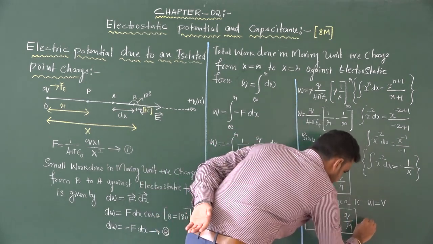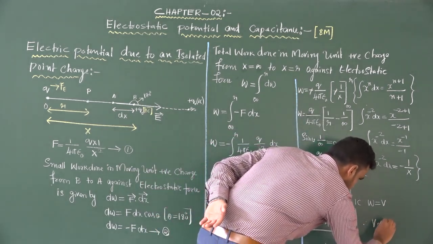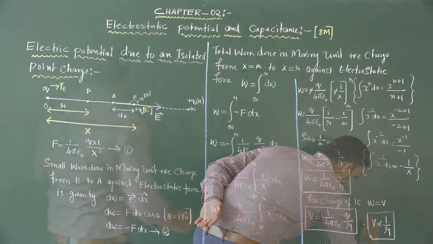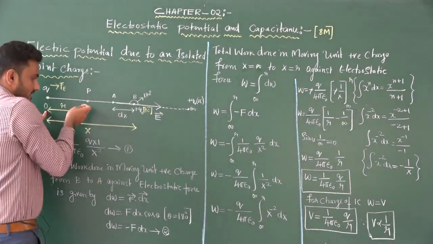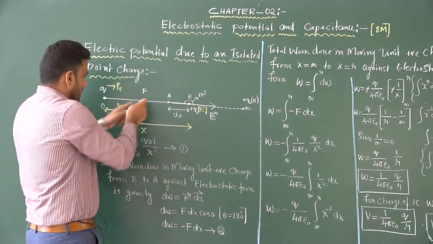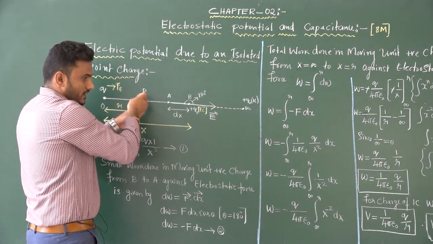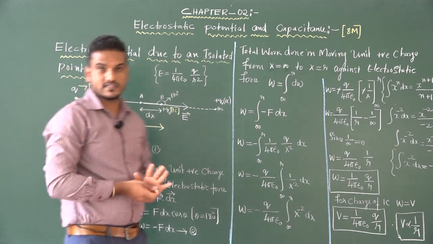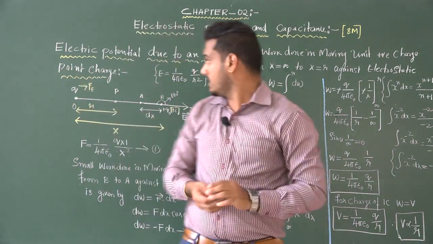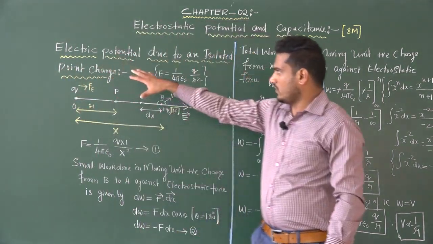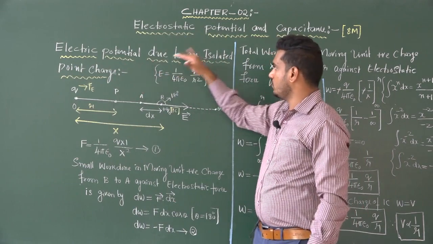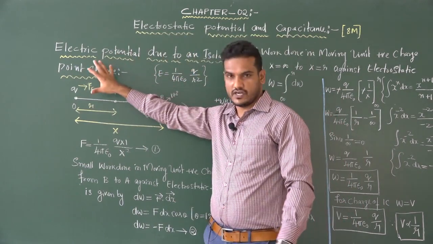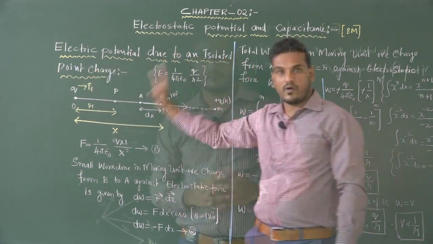Which means V is inversely proportional to R. As the distance increases, the electrical potential at a point P goes on decreasing. So this derivation is important for 3 marks: derive an expression for electric potential due to an isolated point charge, or due to a point charge.